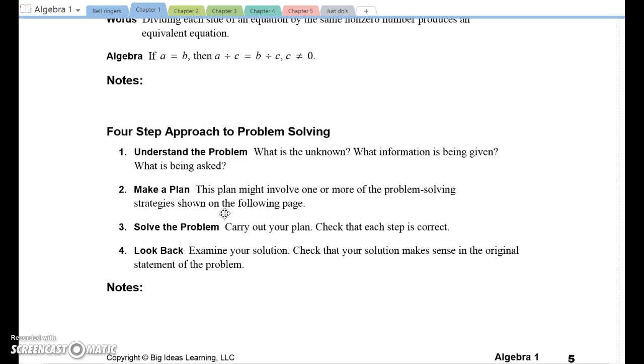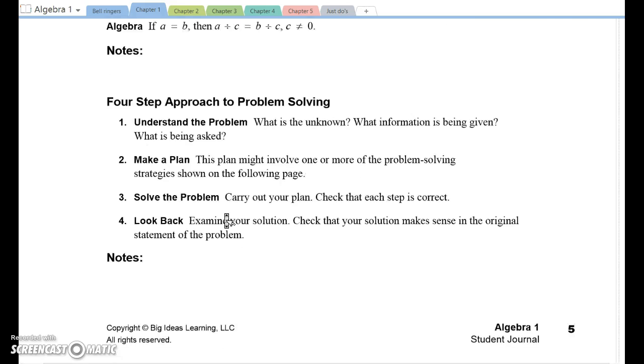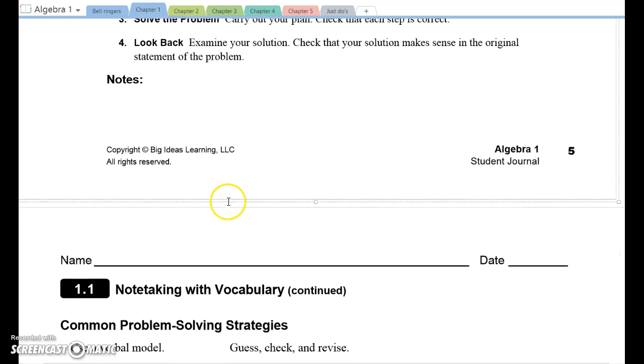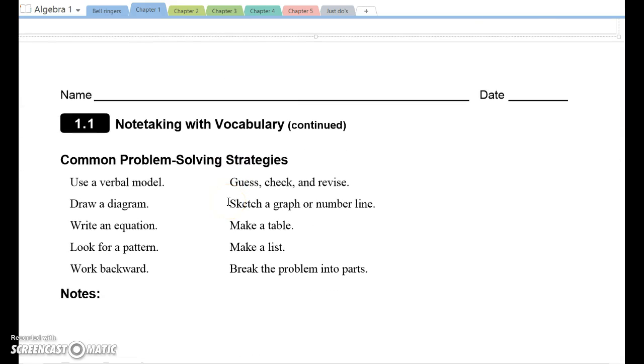First, I want you to take a look at the 4-step approach to problem solving. We're going to use this concept throughout the year to help us become better math students. So take a look at that, and then also the common problem solving strategies. These are great things to use while you are working through a problem to get your answer.